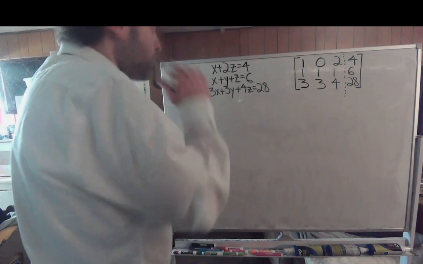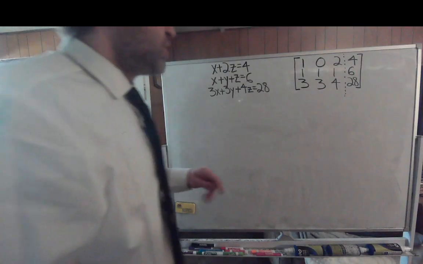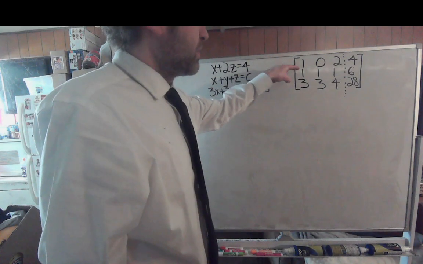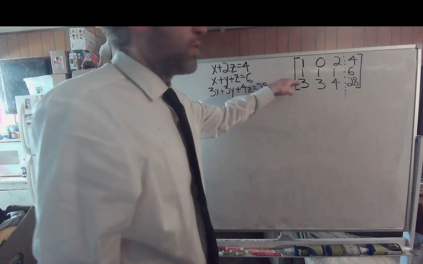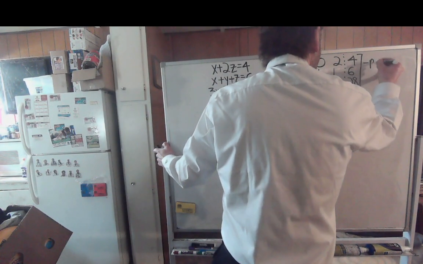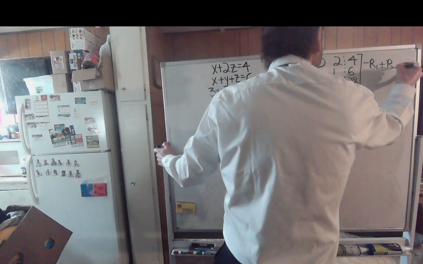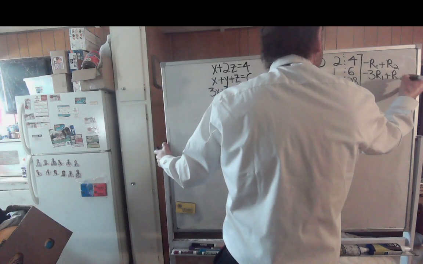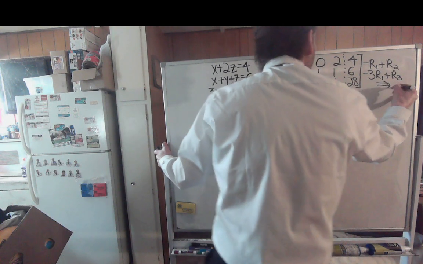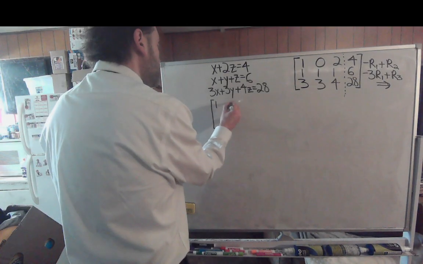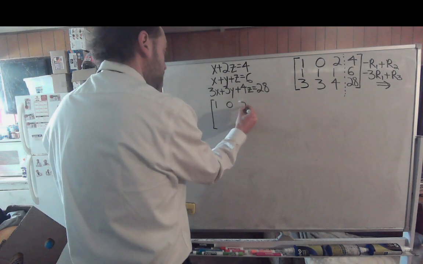So, first thing I'm going to suggest still is make the first number of your second and third row become a 0. So if we just take negative of row 1 and add it to row 2, then if I take negative 3 times row 1 and add that to row 3, I'll be able to make that happen. Alright, so row 1 is being left alone for the time being.